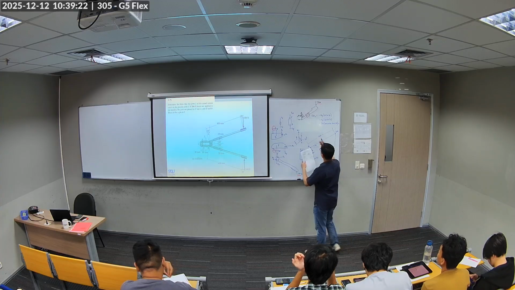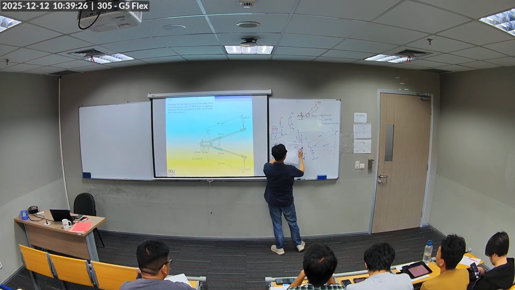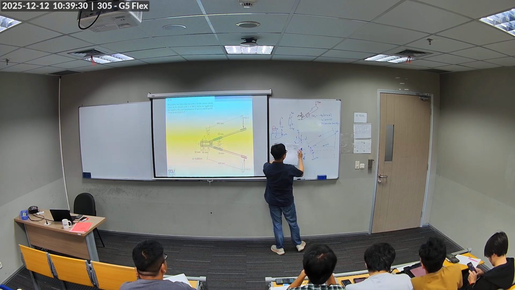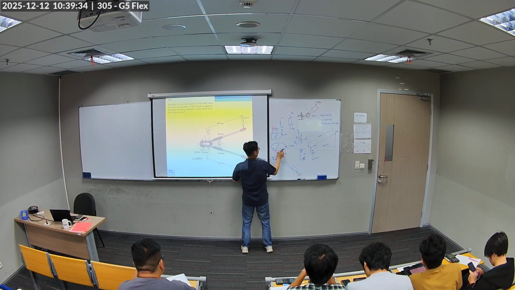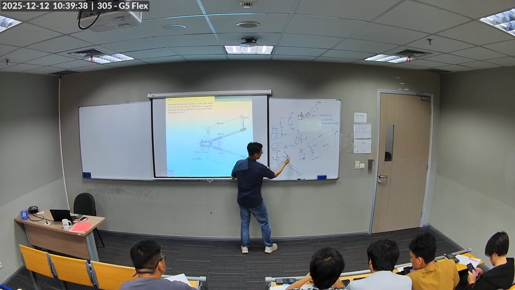Now, I do know AX is 0 if I do a free body diagram of this one.